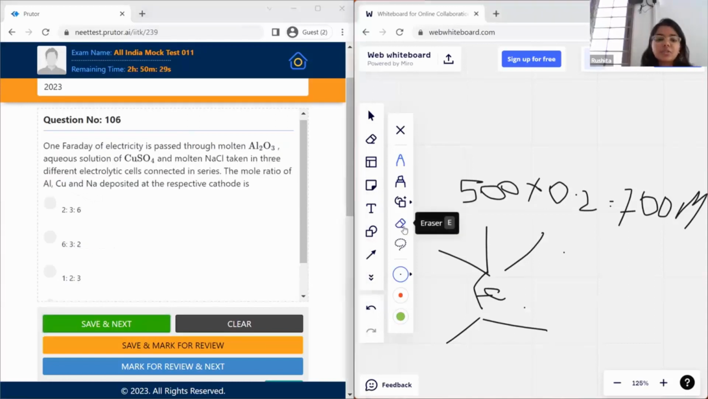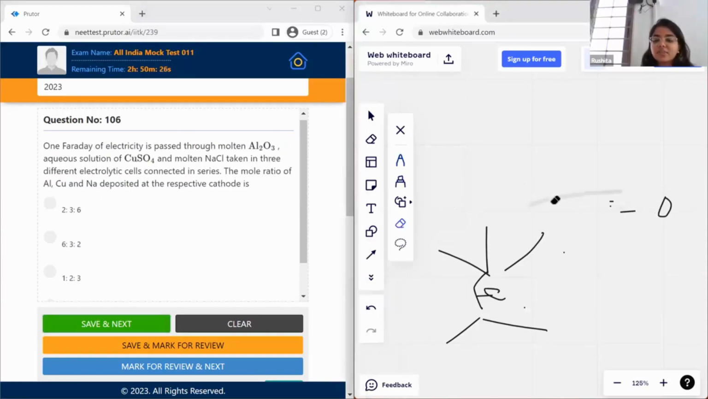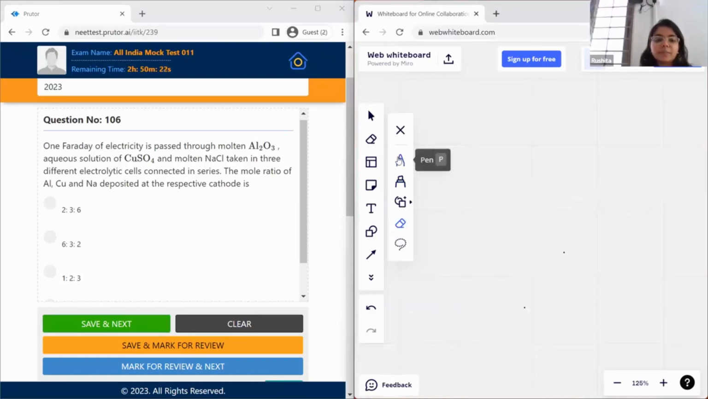Okay. So 1 Faraday of electricity is passed through all 3 of these: aluminium, copper, and sodium. And you need to know the mole ratio.